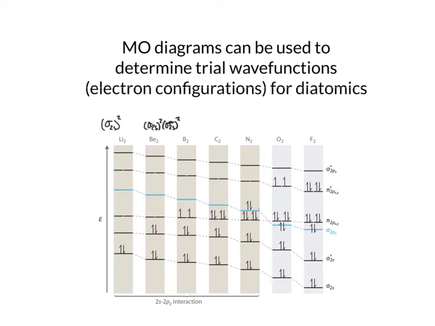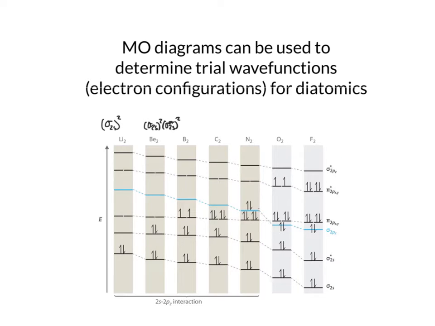These electron configurations then form the trial wave functions for these diatomics. If we want to refine that trial wave function to take into account electron-electron repulsion, we're going to do a Hartree-Fock self-consistent field calculation for the molecular orbitals of the hydrogen ion as our basis set, and minimize the expectation value of the energy to find the best orbital energies for each of these molecular orbitals.